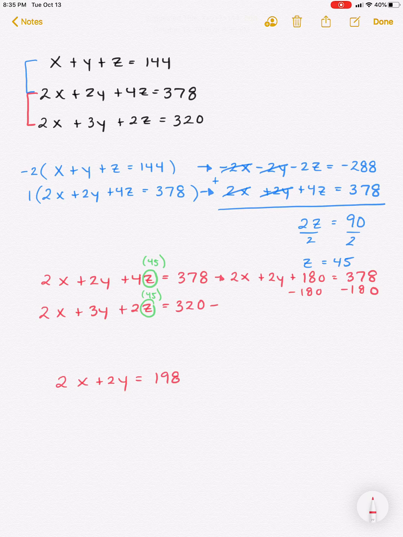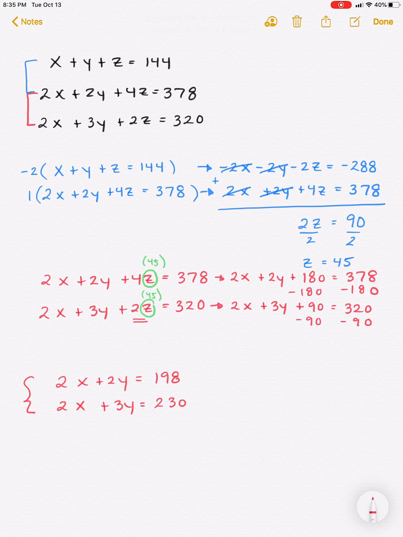Same thing. This equation is 2x plus 3y, and I'm going to multiply 2 times 45 right here and get plus 90, and that equals 320. So let's minus 90 from both sides, and this is the second equation. 2x plus 3y equals 320 minus 90, which is 230. So this is the two-variable system that we're going to end up solving.